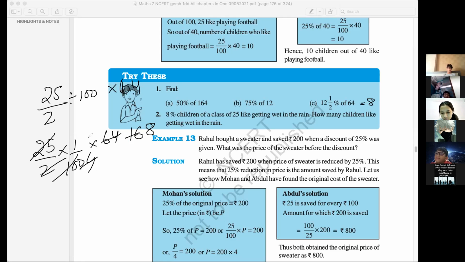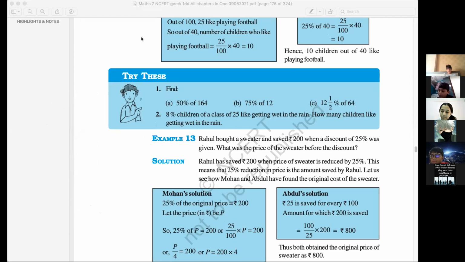Okay. 8% of children of a class of 25 like getting wet in the rain. How many children like getting wet in the rain? So 8% of 25. Simple hai. 8/100 into 25. 4s are 4, 2s are... Ma'am, 2. And 2. So 2 children like to get wet in the rain. 2 children. Yeah. Note down the homework.